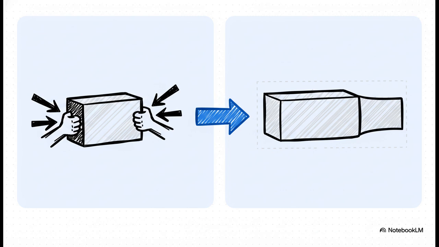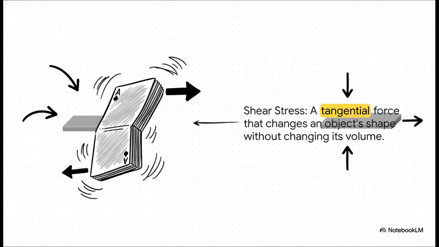So it makes sense, right? More stress leads to more strain. And you should know, stress isn't just about pulling something apart or squishing it together. Take shear stress, for example. This happens when you apply a force parallel to a surface, kind of like pushing the top of a deck of cards.